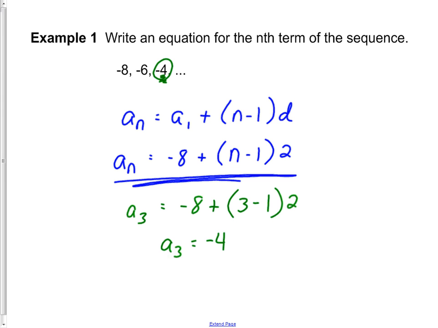So that's how you can then use the formula that you come up with to find different values. Now, a lot of you are saying, well, I could have just looked, or I could have continued my sequence a little bit further. But what happens if I want to find the 30th term or the 50th term? Then the formula comes in very handy.